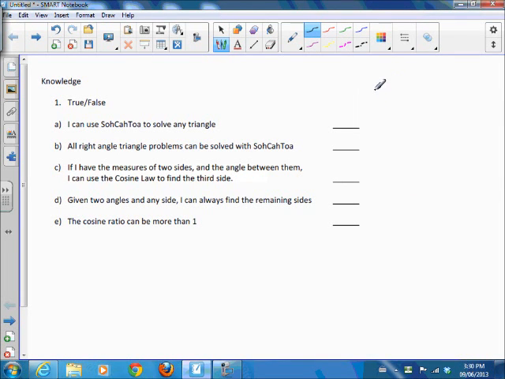Okay, so here is the take-up of the practice quiz. True or false questions. I can use SOHCAHTOA to solve any triangles. That is false. For example, if it's not a right angle triangle, then I can't solve that with SOHCAHTOA. All right angle triangle problems can be solved with SOHCAHTOA.